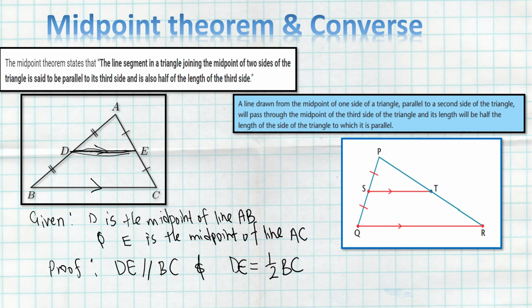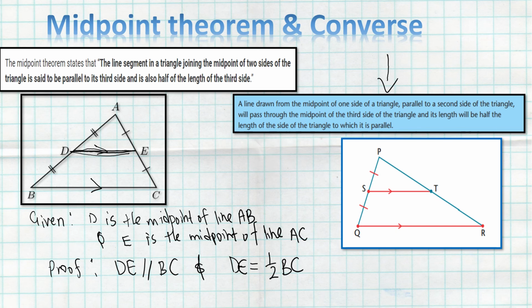So midpoint theorem. Okay, let us look at the converse midpoint theorem. Quite different, but it's sort of like the same. So this is the converse midpoint theorem, right? It says if a line is drawn from the midpoint of one side of a triangle and parallel to the second side of a triangle, then it is going to the midpoint of the third side, and its length is going to be half the line to which it is parallel.